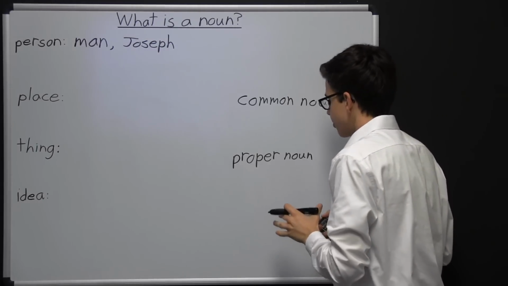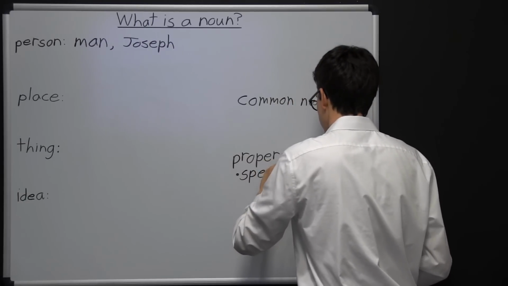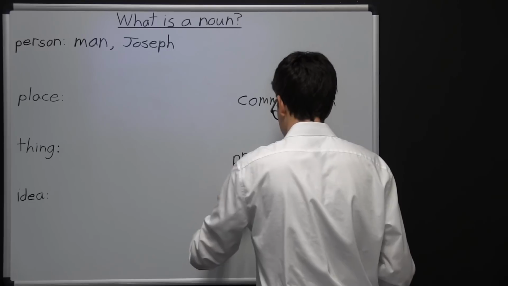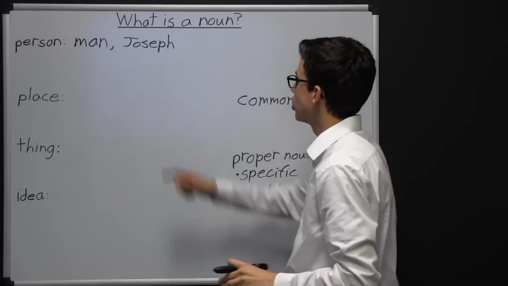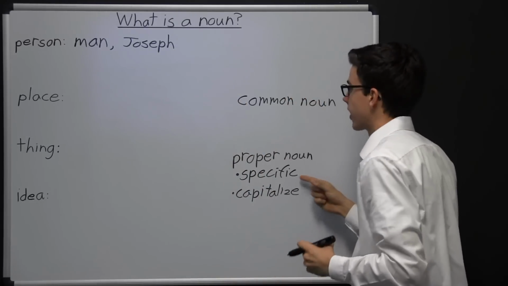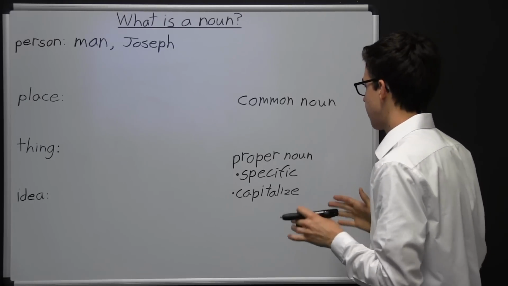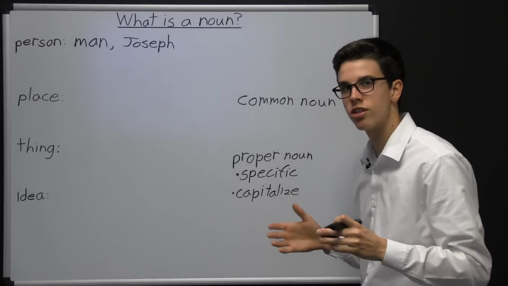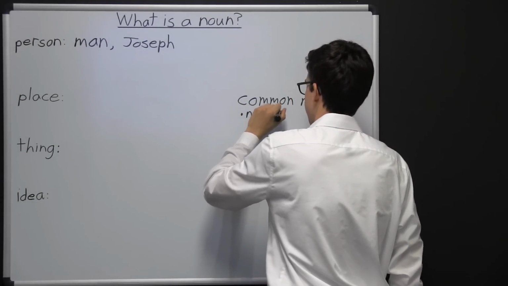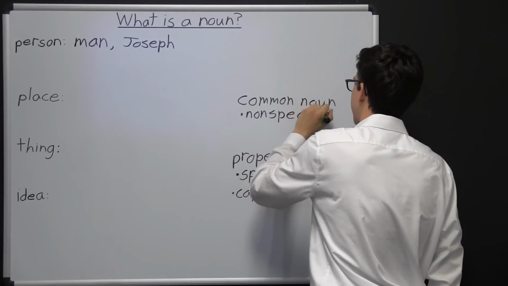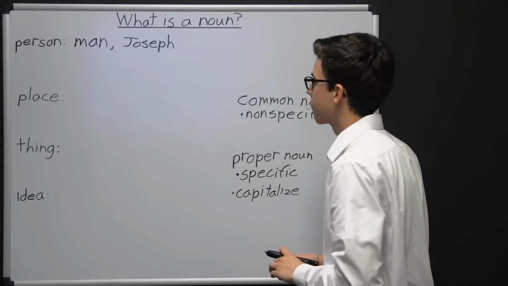So proper nouns are specific. And we always capitalize proper nouns. So Joseph is a proper noun. It's specific. It's talking about a particular person, and we capitalize it. Now, common nouns aren't talked about quite as often as proper nouns, but they're really just the opposite of proper nouns. Common nouns are non-specific, and we don't capitalize them. So man is a common noun because it's non-specific. It's not talking about anything in particular.